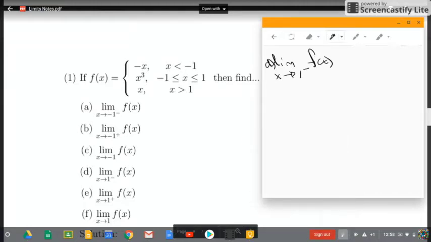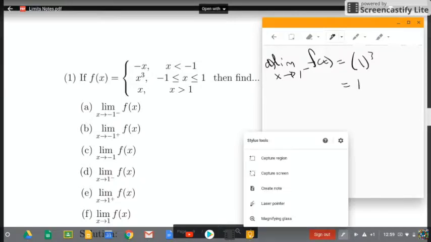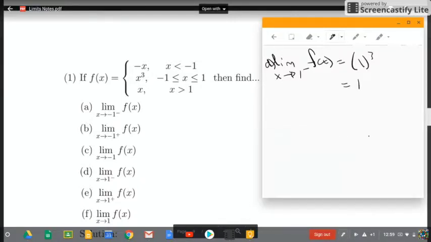Notice what that is. Positive 1 from the left, x is less than positive 1. So again, we're working with this function right here. So that is going to be 1 cubed. And when we do that, we're going to get positive 1. Whoops, sorry, I don't want to do that quite yet. I want to do E.